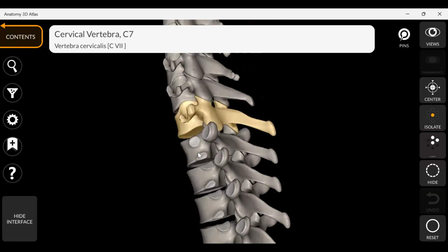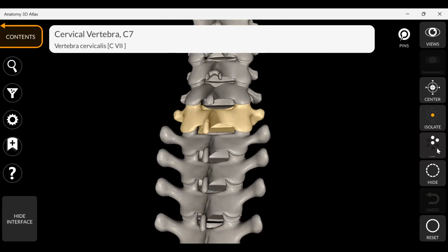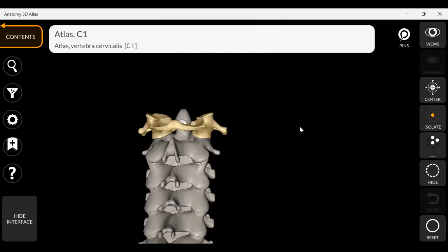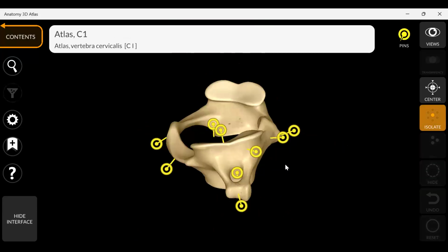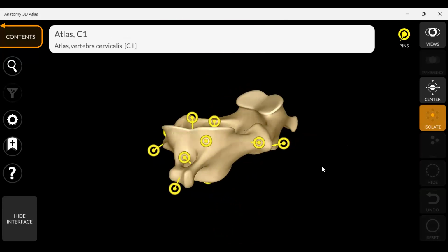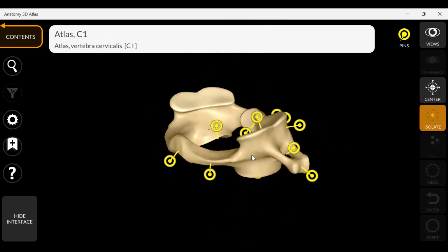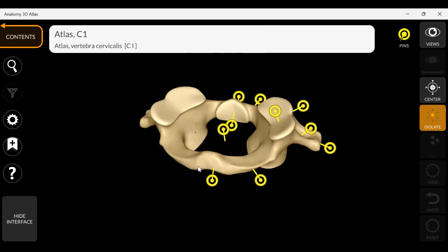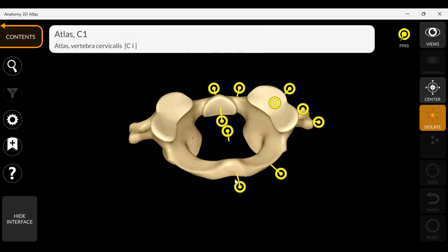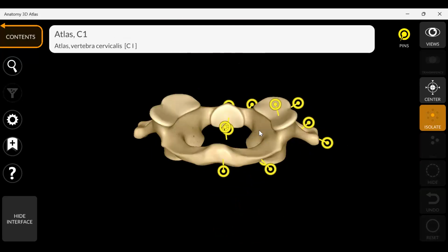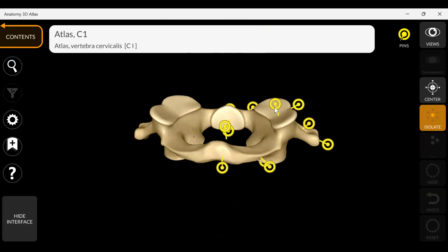Now, if we go to the level of C1 and C2, I am isolating this structure and we can see it is slightly different. How is it different? It does not have a body, and it has no spinous process. It has a small tubercle. Anteriorly, there is a facet attached to the odontoid process of the second cervical vertebra, and above this facet is for the occipital bone.